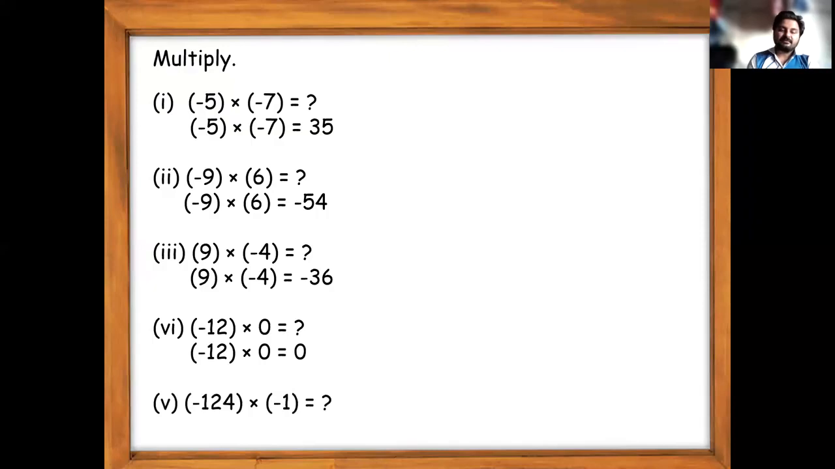Now here is the last sum. Minus 124 multiplied by minus 1. So see students, any number multiplied by 1 would be that number itself. But here we are multiplying with minus 1. So the sign of the number would change. Or we say a negative number multiplied by a negative number would give you a positive number. So 124 is the correct answer.